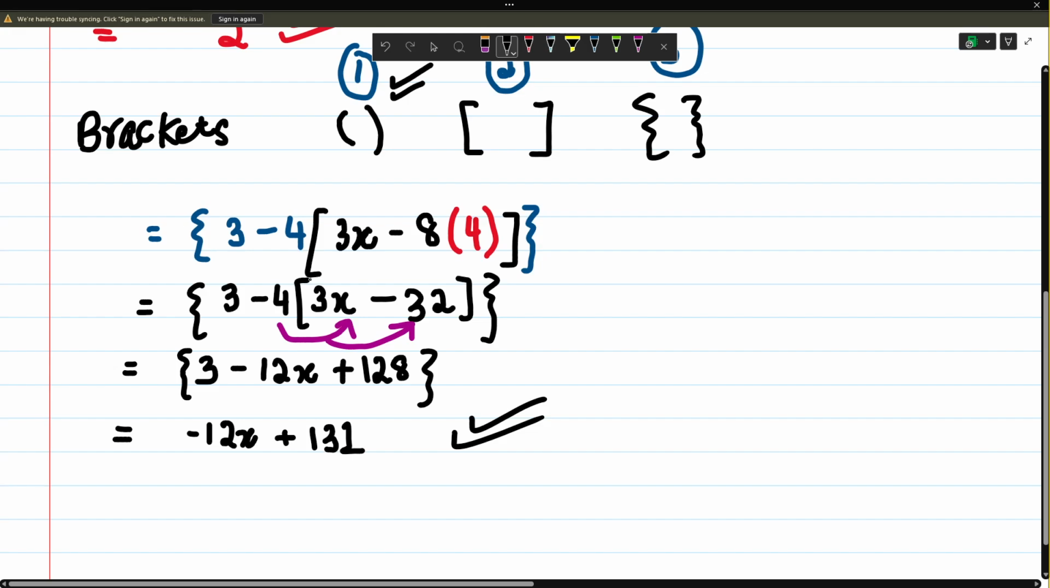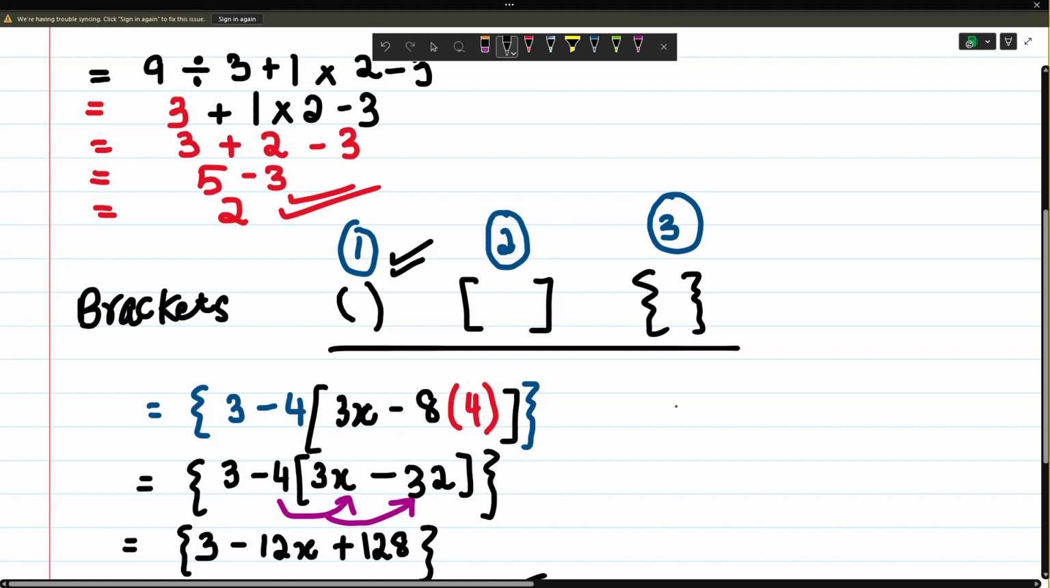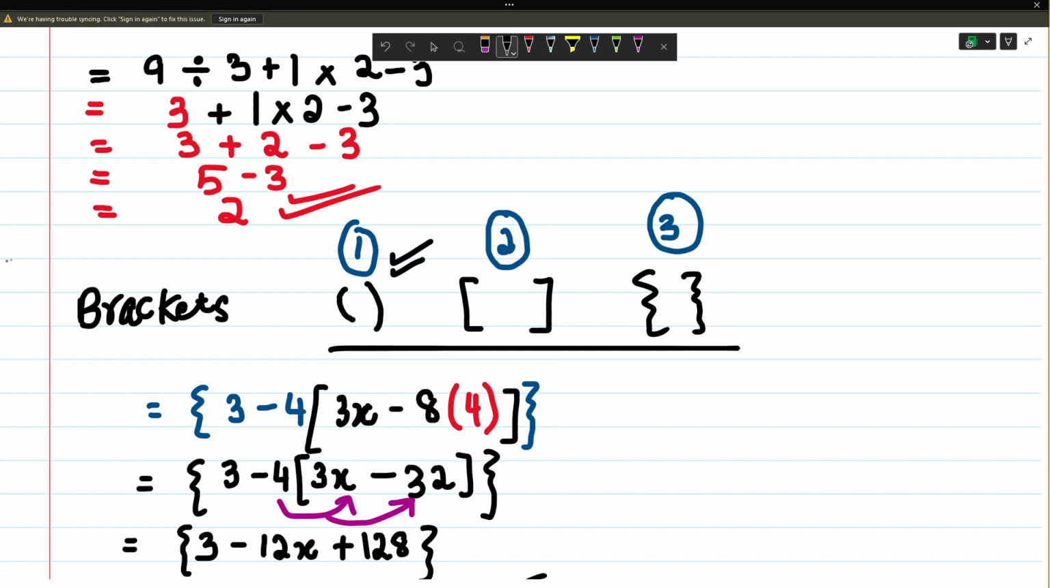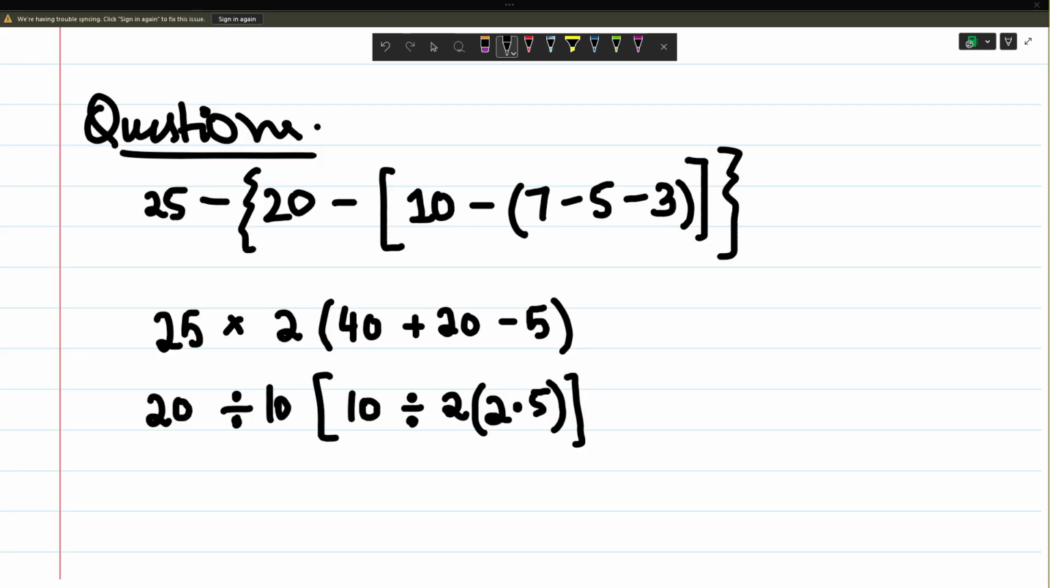So this is the brackets part of BODMAS. BODMAS में brackets की ये value है. सबसे पहले आप normal brackets खोलेंगे, फिर square और फिर आप curly खोलेंगे. ठीक है. So now let's move to the questions. I'm going to show you the questions now. Okay, so these are a few questions for BODMAS.